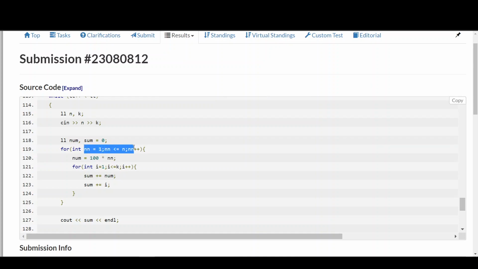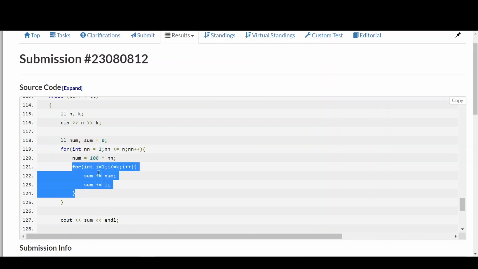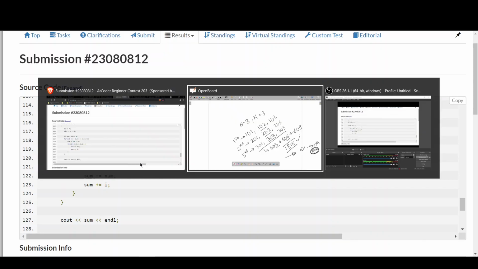So for the floor, I start from 1 and go till n, and for each floor we would need to add 100 times the floor number. So in the sum, I would add 100 times the floor number, and for each floor, since we have k rooms, I go from 1 to k and add that room number to our answer along with the floor number. The floor number is multiplied by 100 because the number is of the form i0j.